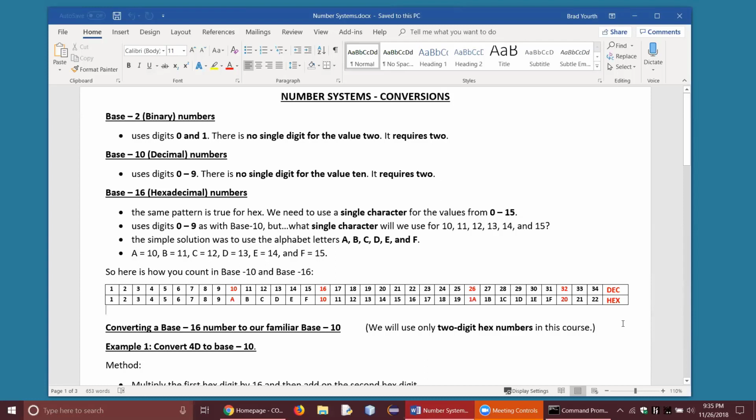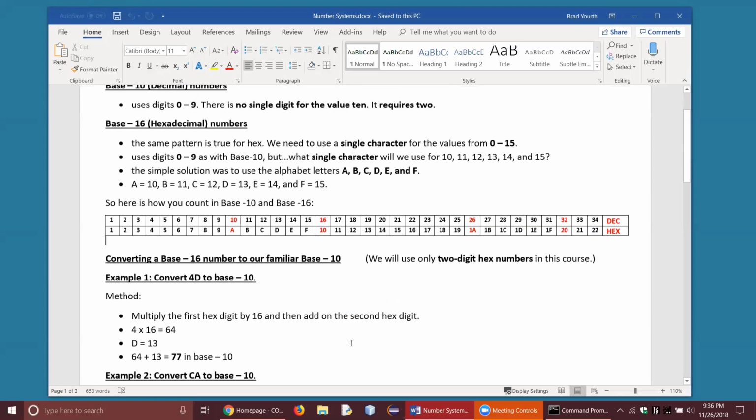Now, what we want you to be able to do, and what the quiz is about, quiz 2, is you're going to have to do some conversions. And one of the conversions you're going to have to do is converting from base 16 to our familiar base 10. And we're only going to use 2-digit hex numbers, so you'll never get more than a 2-digit hex number that you have to convert. Now take a look at this first example here.